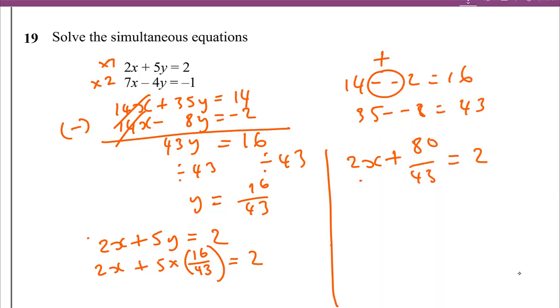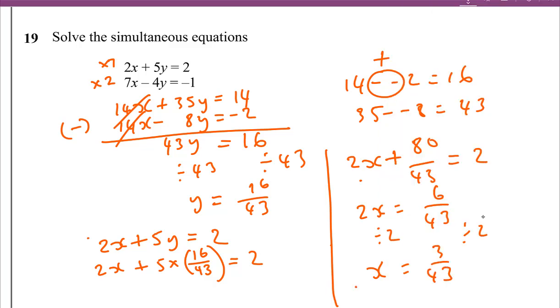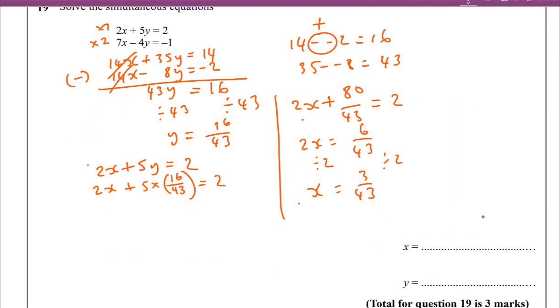So that gives us 2x is equal to 6 over 43. And then divide by 2 both sides, because with 2x we divide by 2 both sides. That gives us x is equal to, so we've got 6 over 43 in the calculator already, divided by 2, and that gives us an answer of 3 over 43. Because you've got a calculator, it's pretty straightforward. Let's write the answer in the answer section. So x is 3 over 43. Not a straightforward answer, you've got fractions, but don't get alarmed by that. And then y is equal to 16 over 43. And that's worth 3 marks.